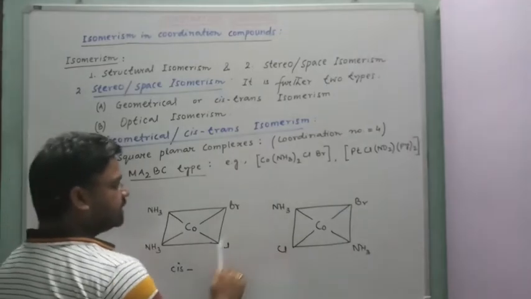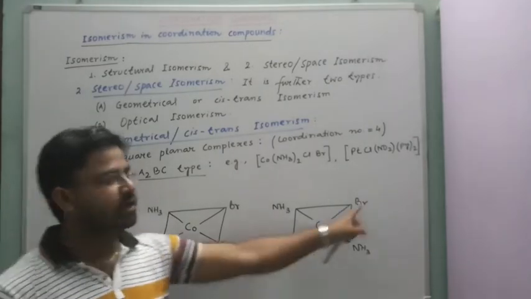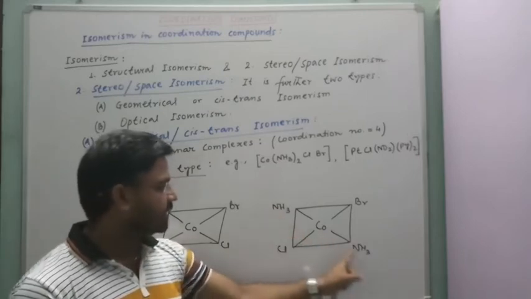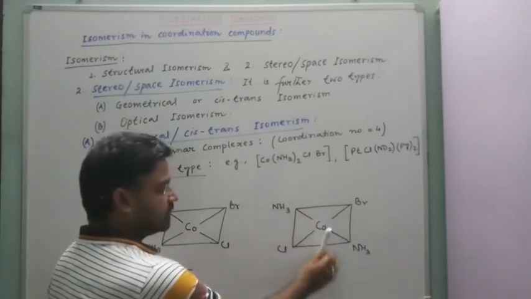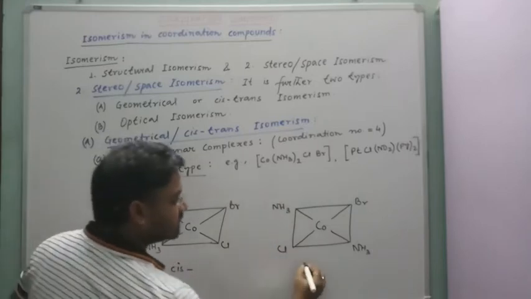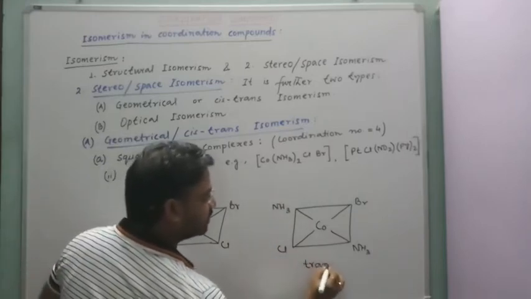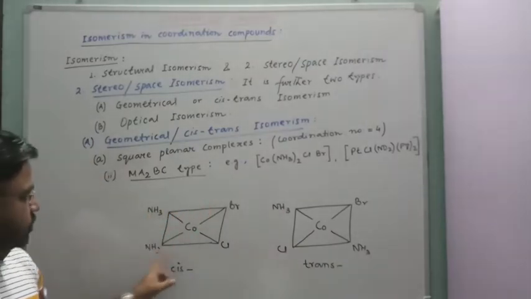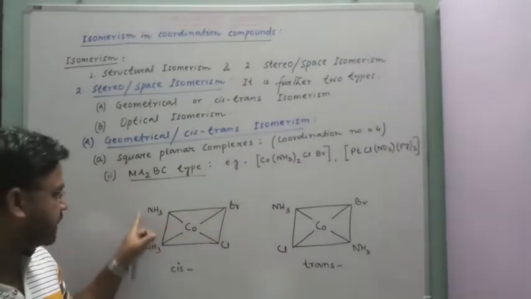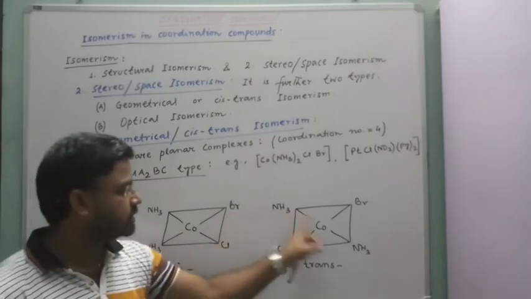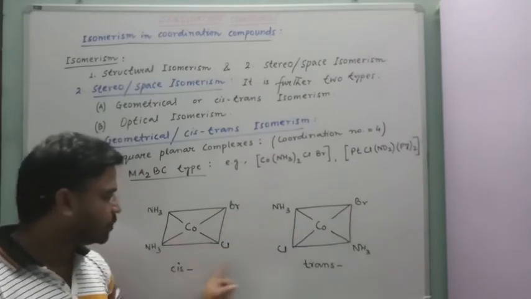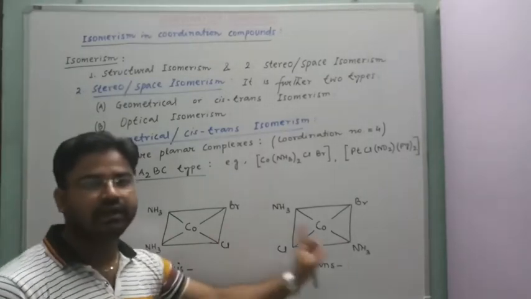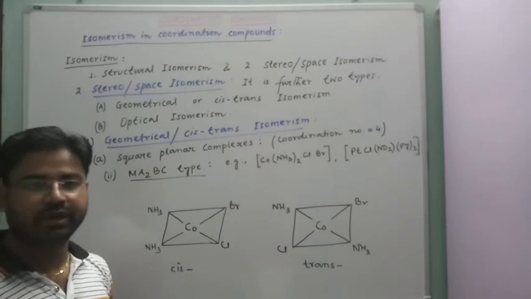तो क्लोरीन और ब्रोमीन चेंज होने से भी पता नहीं चलेगा because these are two different ligands. But here you see NH3. So both the NH3 are in the opposite plane. Same plane में NH3 नहीं है. So this is trans isomer. तो M(A2)BC, Co(NH3)2ClBr shows two structures. So these are cis and trans isomers, that is geometrical isomers.